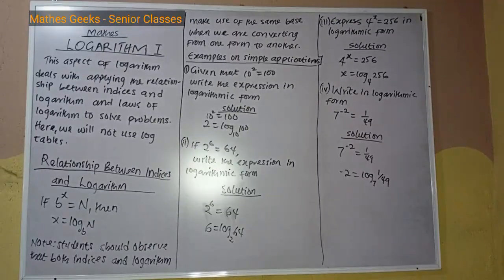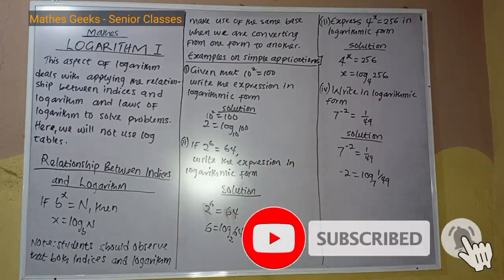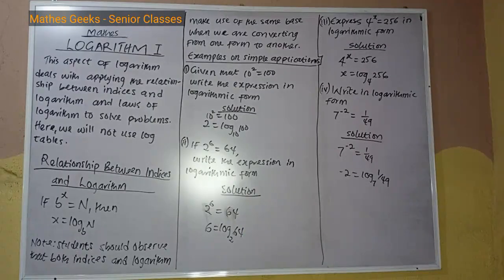In this video we're going to look at logarithm 1. This aspect of logarithm deals with applying the relationship between indices and logarithm and laws of logarithm to solve problems. So here we will not use log tables. In logarithm 2, I'm going to teach you how to solve problems using log tables, but in this class on logarithm, it's just going to be about the relationship between indices and logarithm, and that means that we need to know the laws of logarithm.